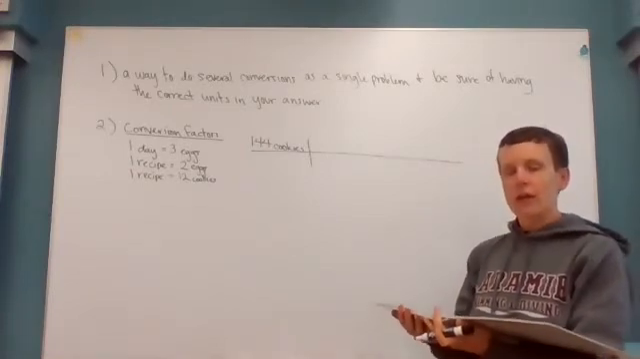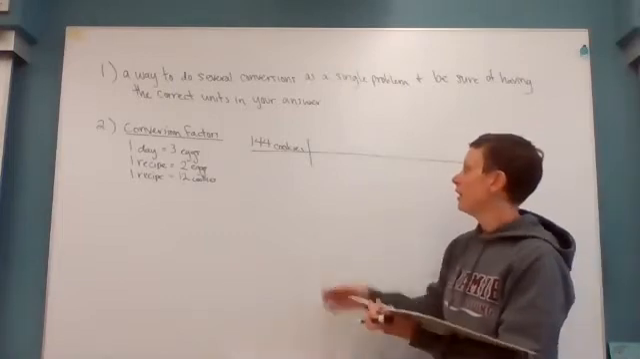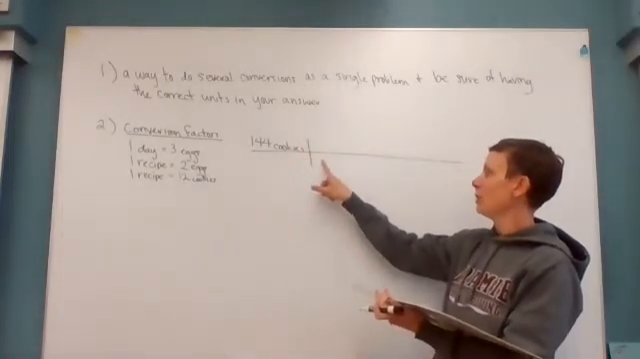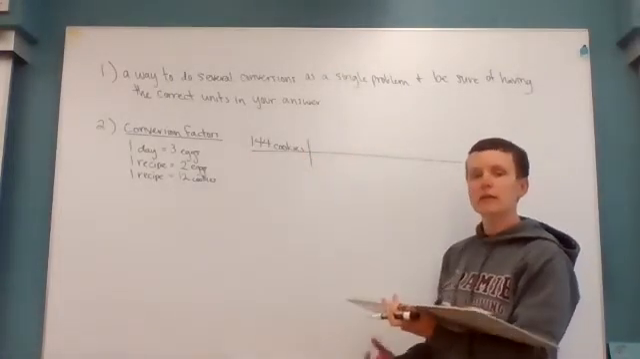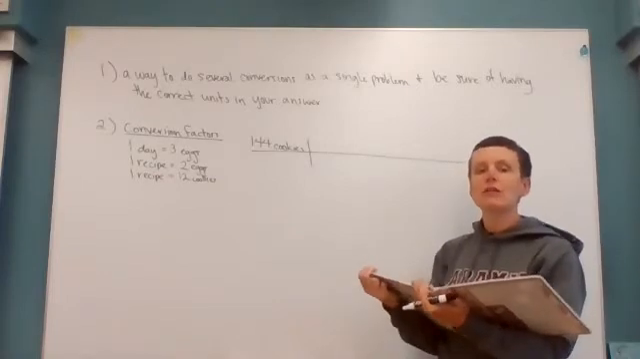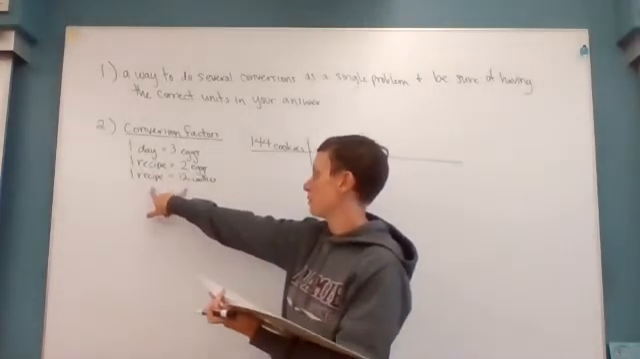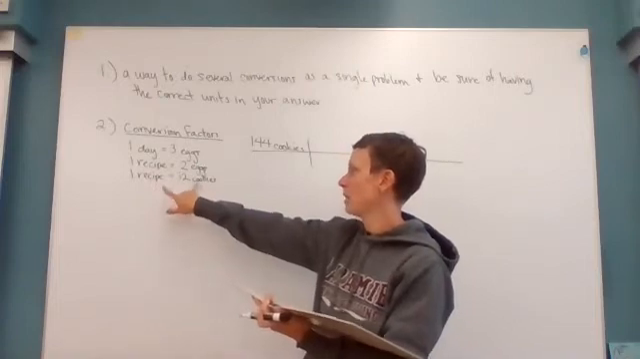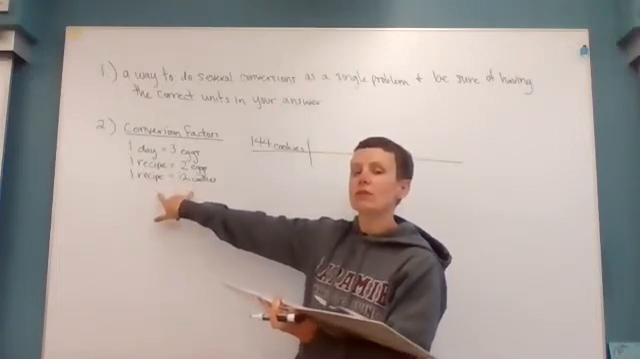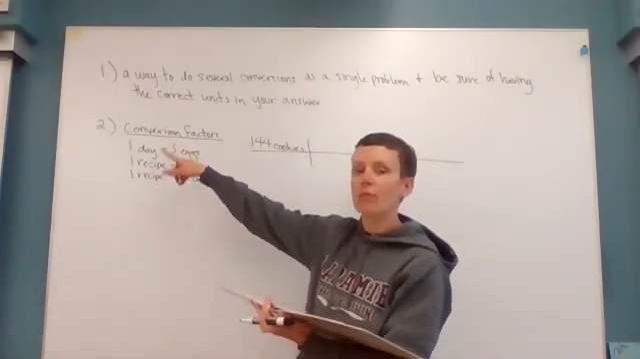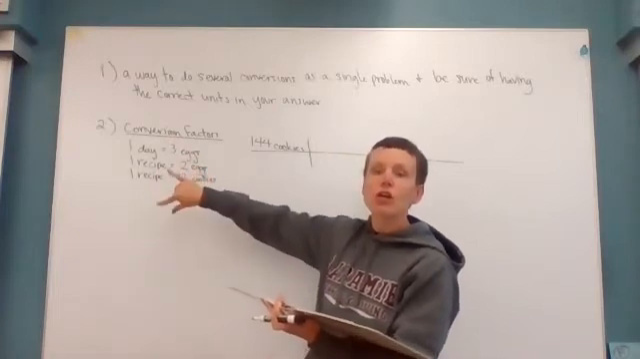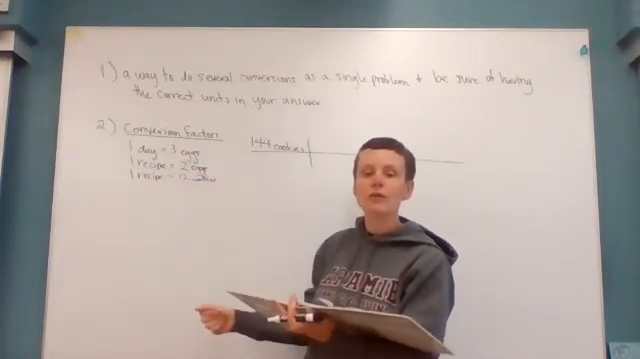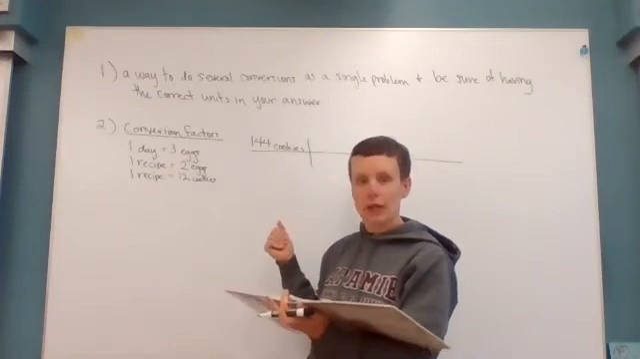Okay, so first off, if you want to cancel a unit, you need to have it both above and below this line. Secondly, when we're using conversion factors, for example, this one right here, 1 recipe equals 12 cookies, one piece of that conversion factor needs to be above the line and one piece needs to be below the line. You have to decide which way it goes, and that's based on what units you want to cancel.